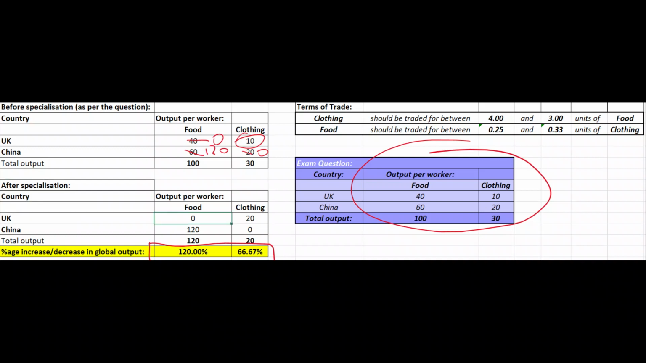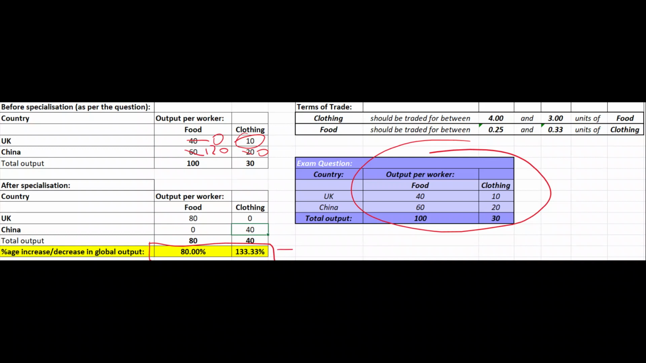Let us simply then do it the other way. Change the food in the UK from 40 to 80. It was originally 40, now it's 80. That will take that down to 0. And then clothing in China was 20 in the original question, goes up to 40. Therefore, food production goes down to 0, and see what happens now.